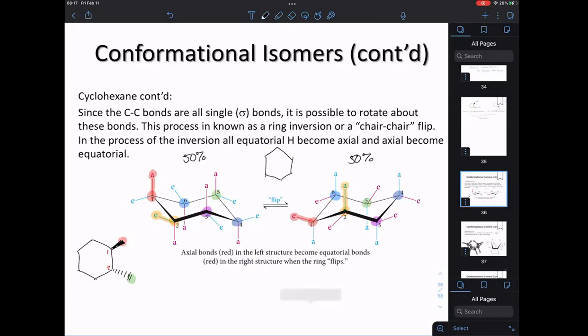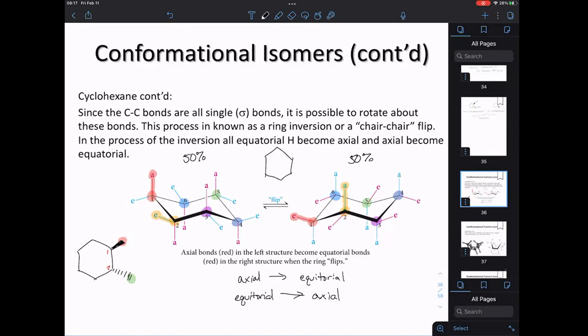When this flip occurs, axial becomes equatorial, and equatorial becomes axial. Okay, so we have cyclohexane. It's flipping back and forth and back and forth. And when it's doing that, it's switching its bonds that were once axial to equatorial. The equatorial bonds become axial, and then it'll go back again, right? Just constantly moving back and forth between these two conformations.